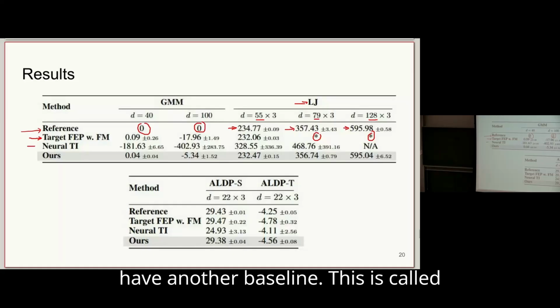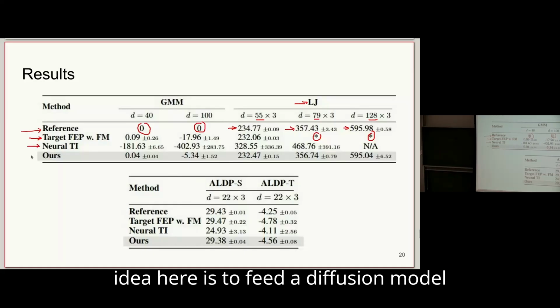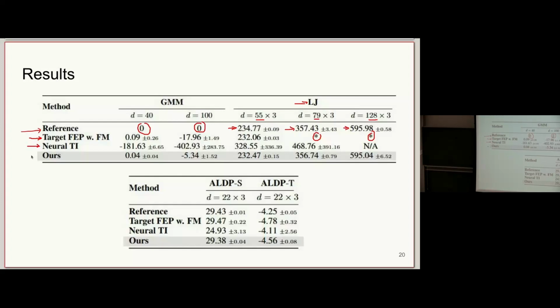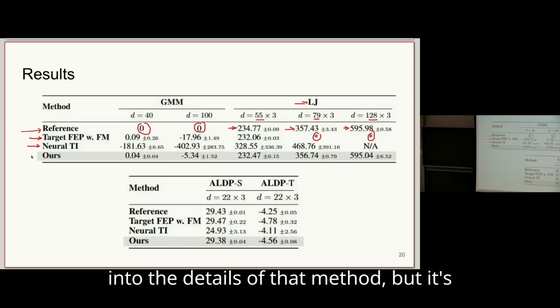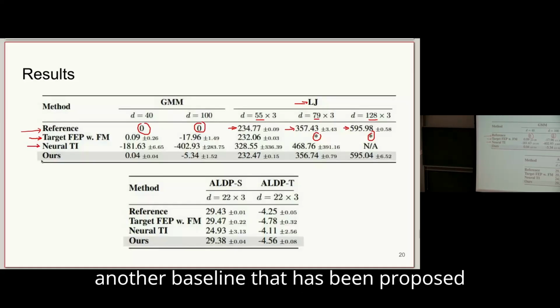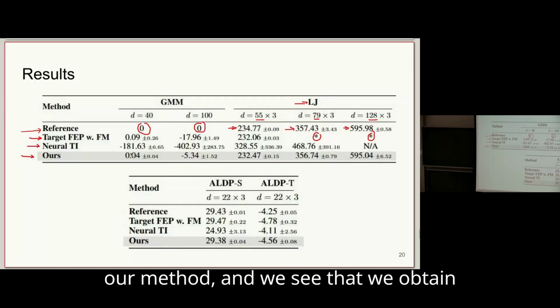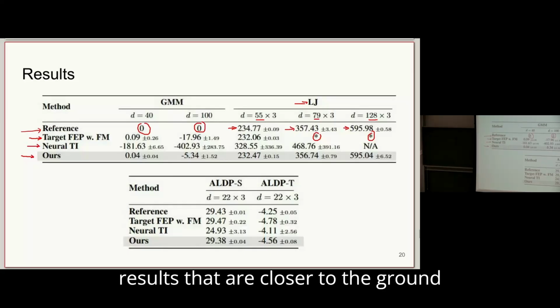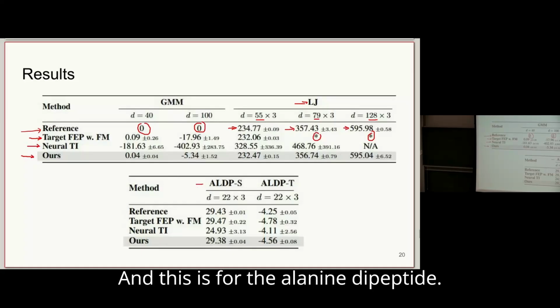We have another baseline. This is called neural thermodynamic integration. The idea here is to fit a diffusion model and to use the Langevin diffusion to estimate the energies. I won't go into the details of that method, but it's another baseline that has been proposed recently. And here we include results for our method, and we see that we obtain results that are closer to the ground truth than for the other baselines. And this is for the alanine dipeptide.